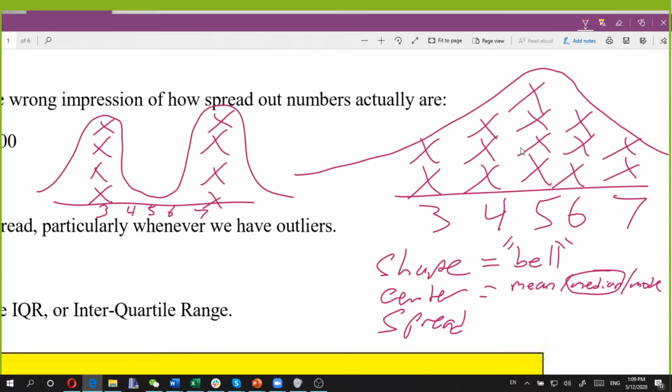And then spread, we could use range. We could use IQR, which is what we create our box plot in order to find, or standard deviation, which is what we'll be talking about today.